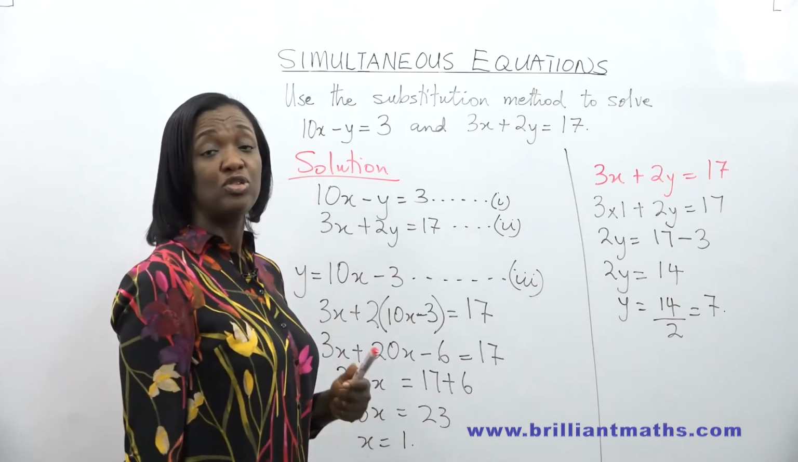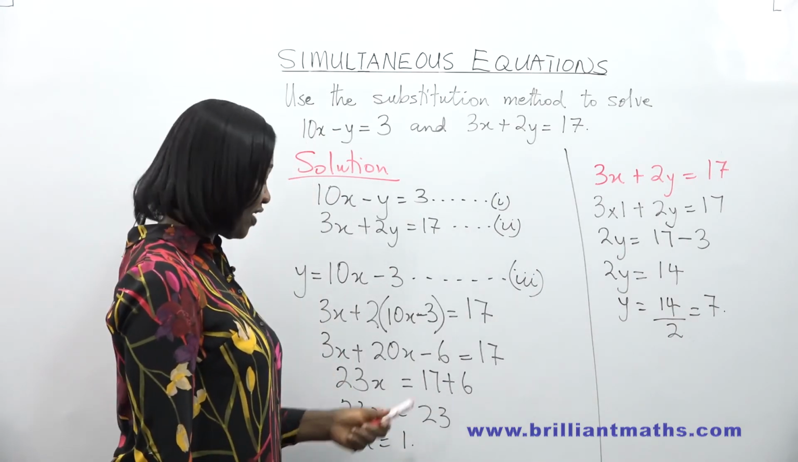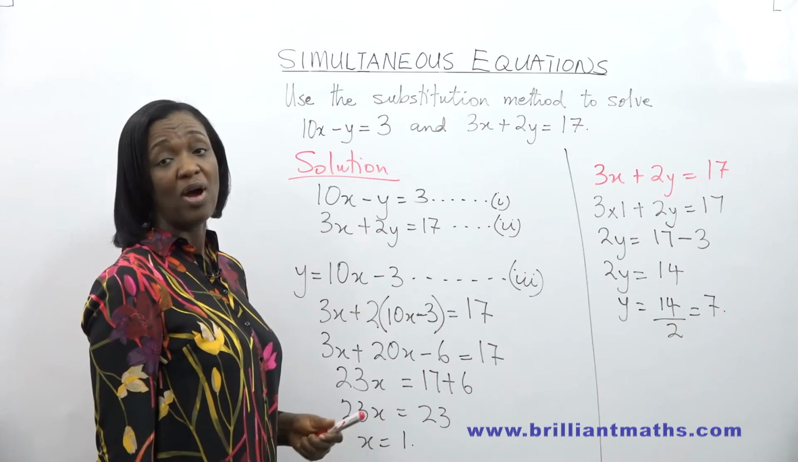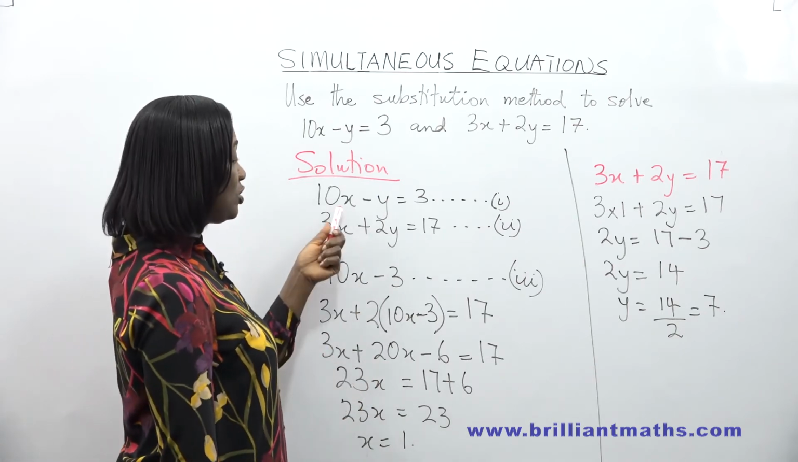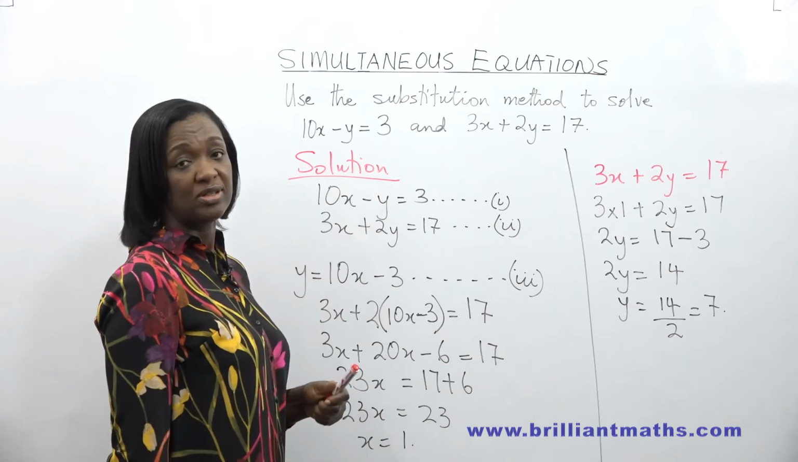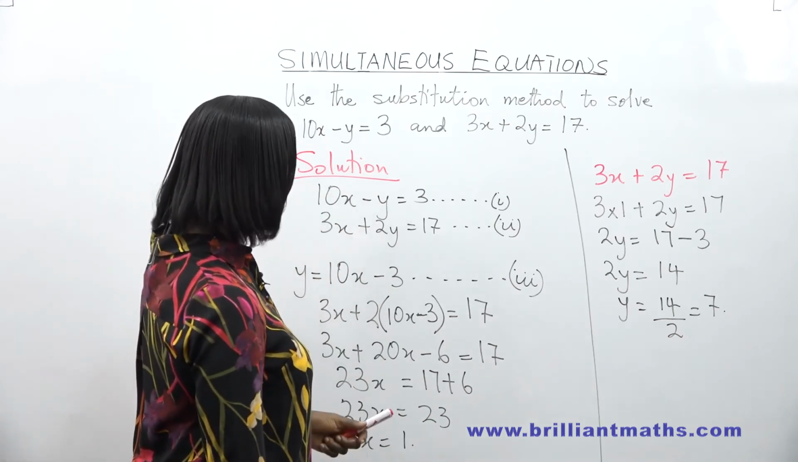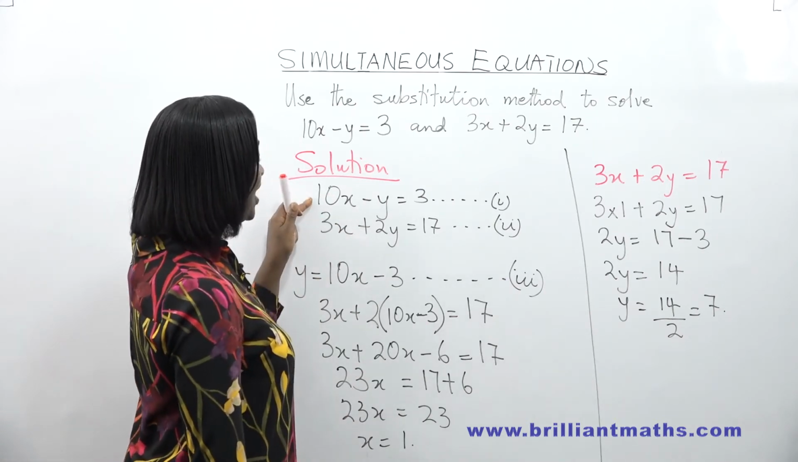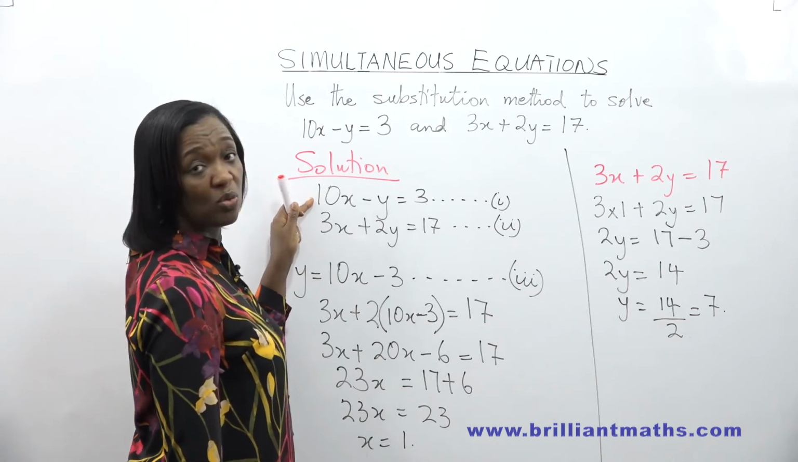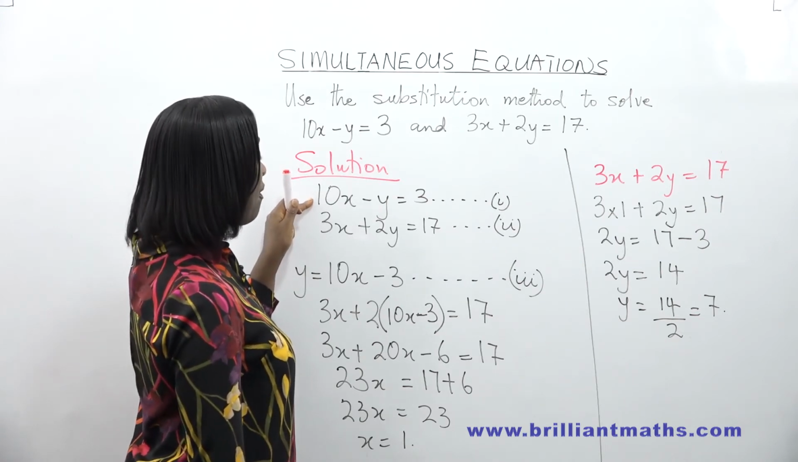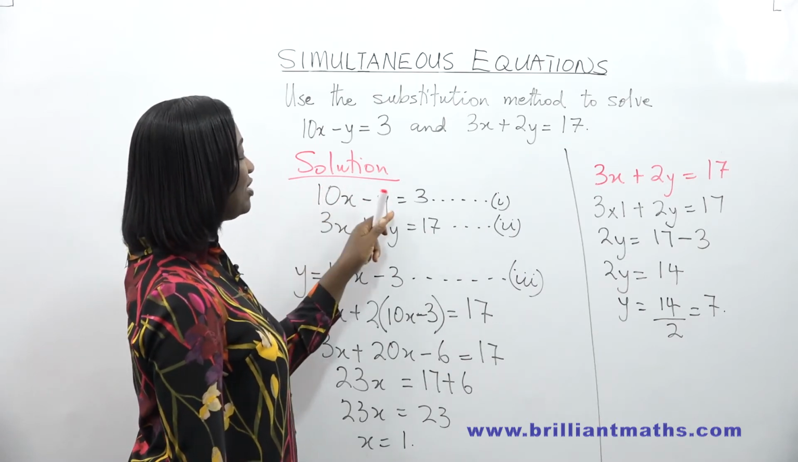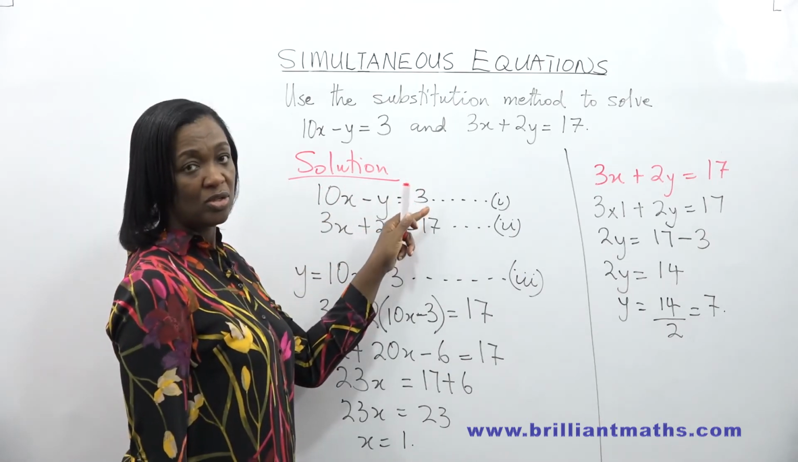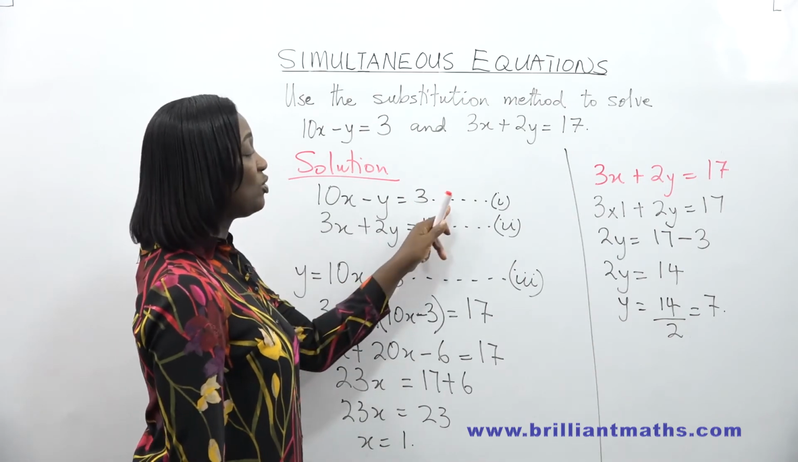So when you have found the two values, that is the value for x and the value for y, to check if your answer is correct, you substitute those values into the original equations. So let's see. x is 1. So 10 times x in equation 1 will be 10 minus y, which is 7. So 10 minus 7 is equal to 3.